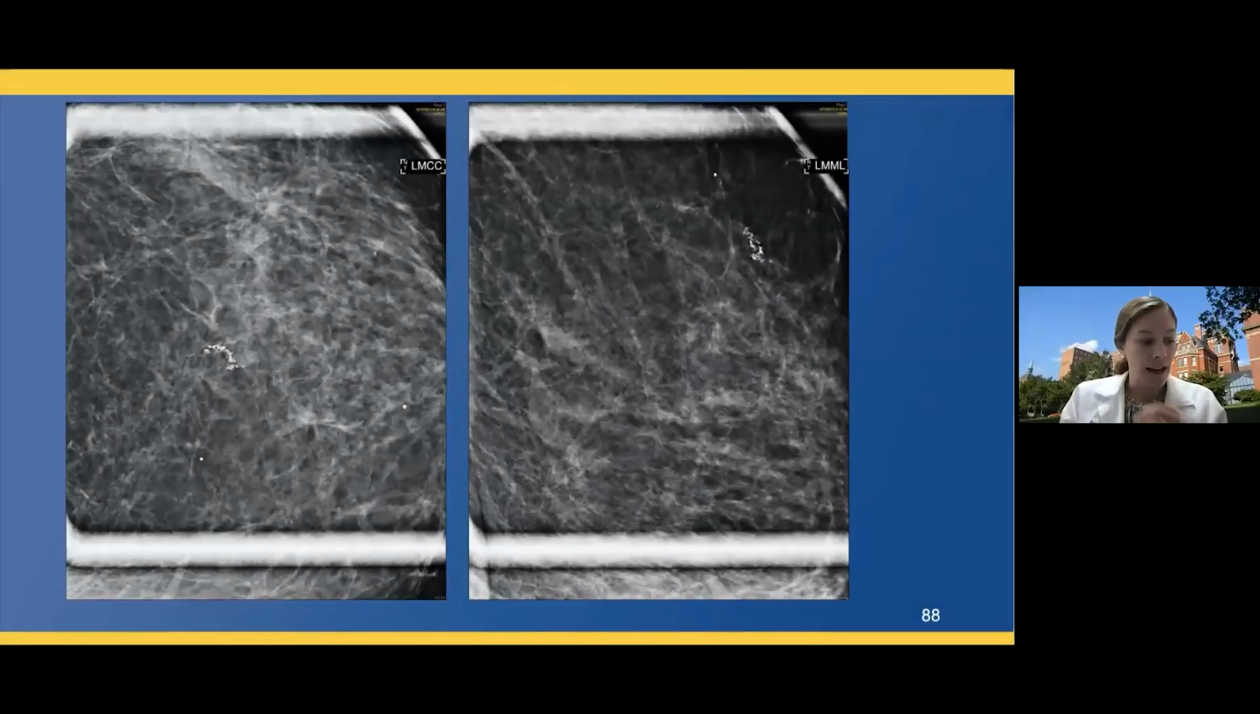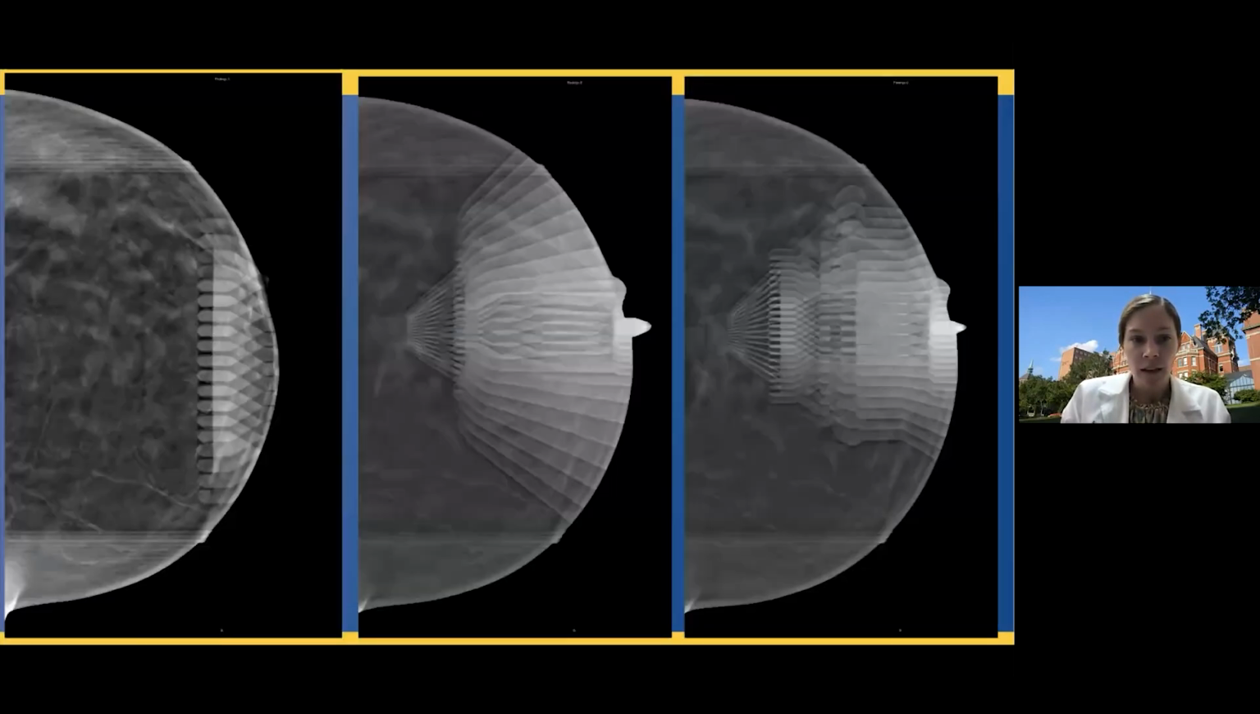So with that in mind, I want to next show a case of suspicious calcification. So here are magnification views of grouped coarse heterogeneous calcifications in the upper outer left breast. So unlike all of the other cases I've shown, calcifications are best visualized on magnification views. The tomosynthesis is not typically helpful in evaluating them. But we did do this biopsy using tomosynthesis guidance.